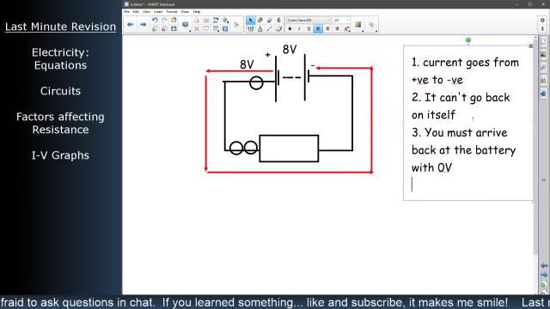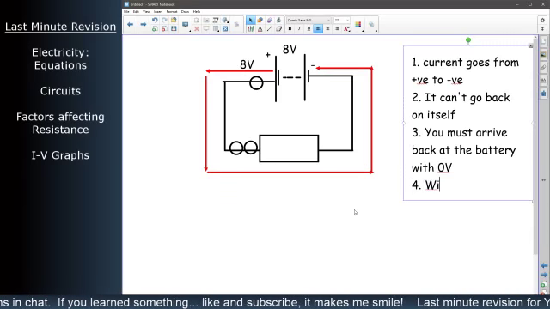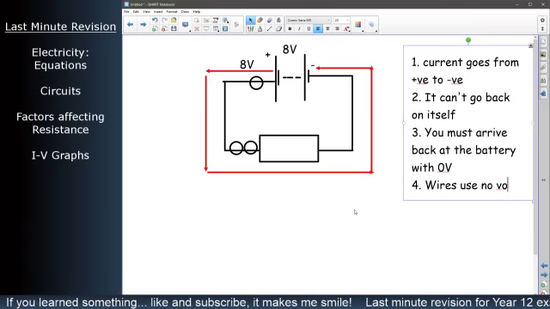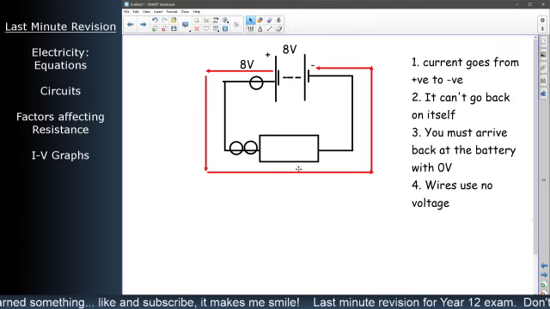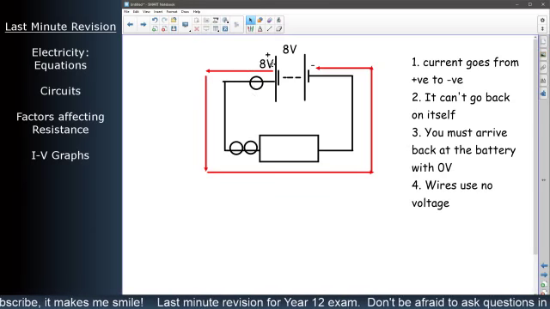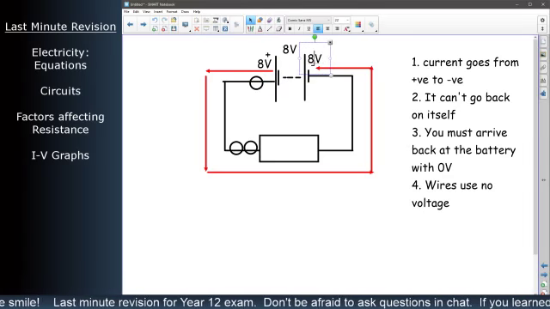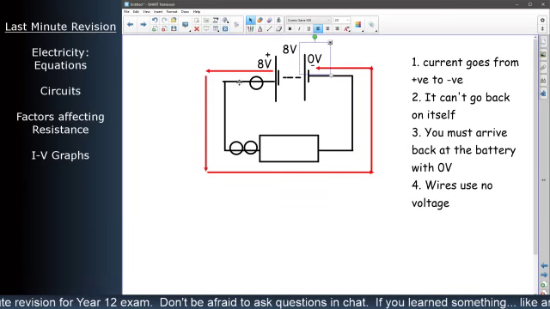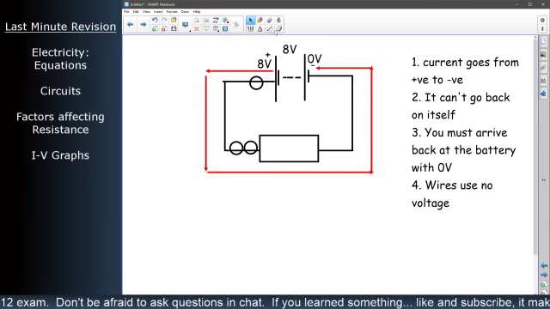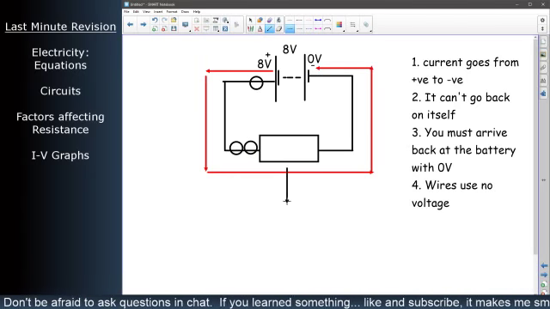All right, and then for the sake of describing this situation correctly, we'll have a basic 4th rule, which is that wires use no voltage. So traveling from this side of the battery round to my resistor, nothing gets lost. Okay, so here's my rule. I have to come out of here with 8 volts because this is an 8 volt battery. I have to arrive back here with no volts. We must arrive back at the battery with no volts. And I can't lose any of this voltage in the wire. So by logic, all of my voltage must be lost here, inside this resistor.